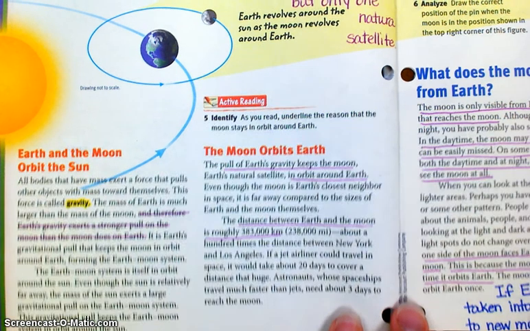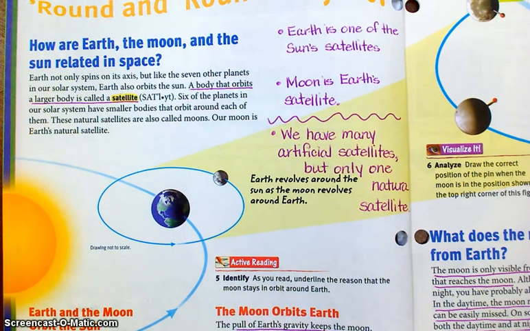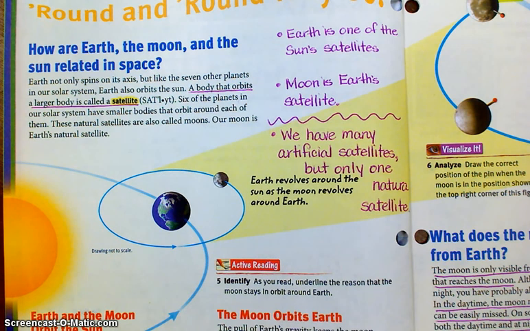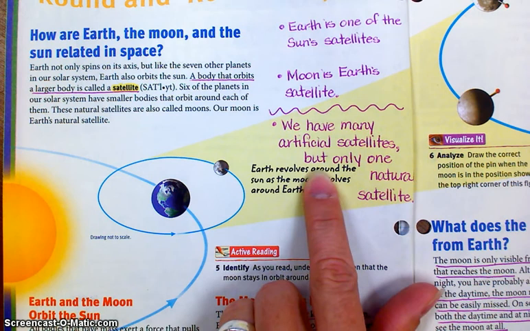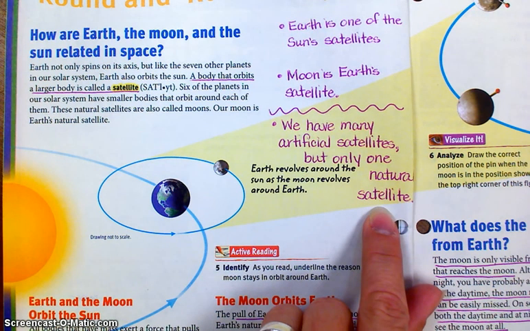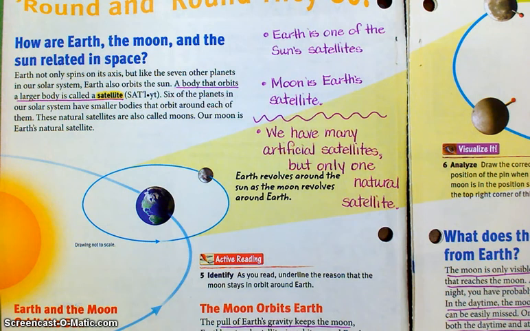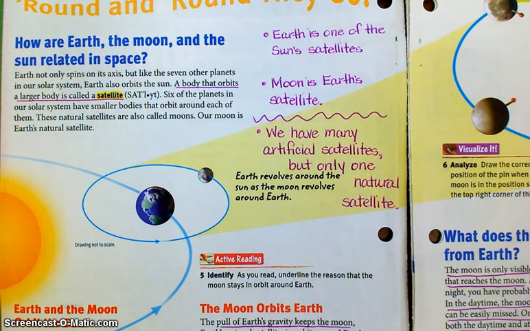All right, so make sure that you have underlined and written in the little tidbits that I left you. I know this is cut off in the margin, but it says we have many artificial satellites, but only one natural satellite. Okay, so hopefully that is a little bit better. Again, write these items in, and remember that a satellite is simply an object out in space that orbits another body.